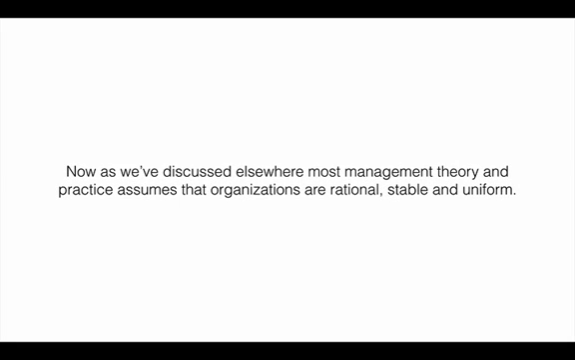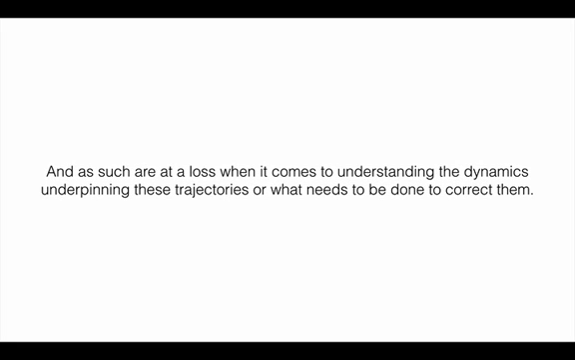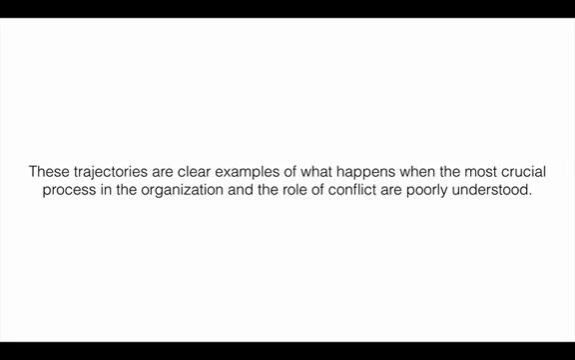Now, as we've discussed elsewhere, most management theory and practice assumes that organizations are rational, stable and uniform, and as such are at a loss when it comes to understanding the dynamics underpinning these trajectories or what needs to be done to correct them. These trajectories are clear examples of what happens when the most crucial process in the organization and the role of conflict are poorly understood and are left to take care of themselves, with catastrophic results.